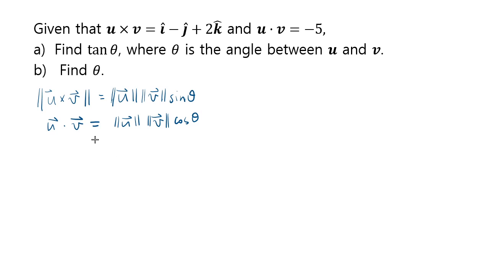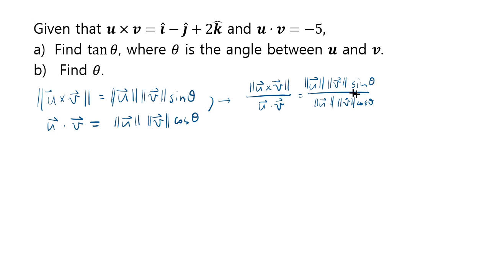So you see that if you divide these two things, then you get the following formula. The norm of u cross v over u dot v is equal to the norm of u times norm of v times sine of theta divided by norm of u, norm of v times cosine of theta. And because u cancels and v cancels, you end up with sine over cosine, which is just equal to the tangent of theta.